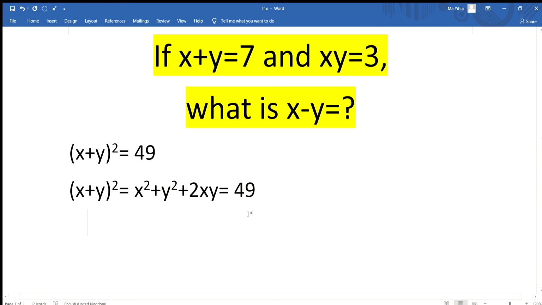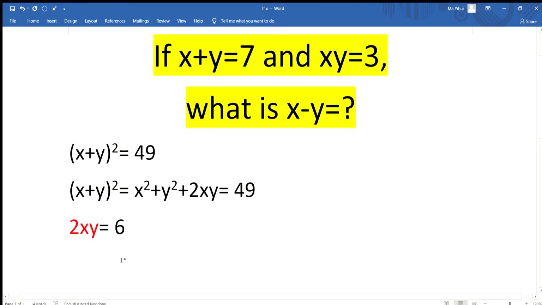So back to the question. They gave us the value of xy is equal to 3. When you've broken down the perfect square trinomial, here we have an xy, right? Since xy is equal to 3, we can multiply that by 2. 2xy, in other words, 2 times 3, will give you 6. Makes sense. So now we have 2xy is equal to 6.